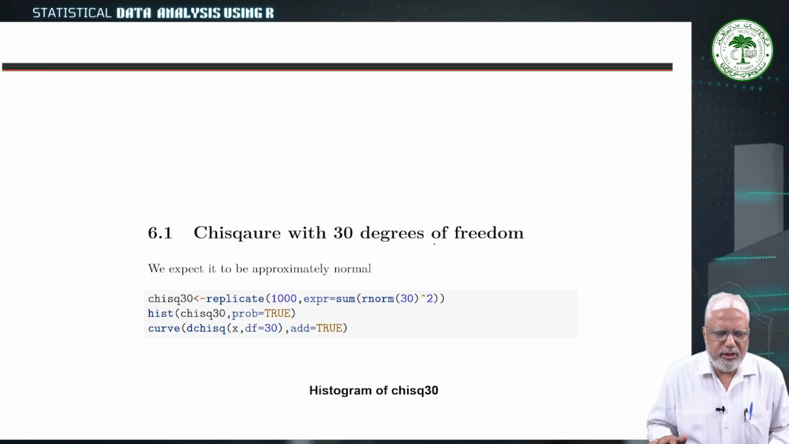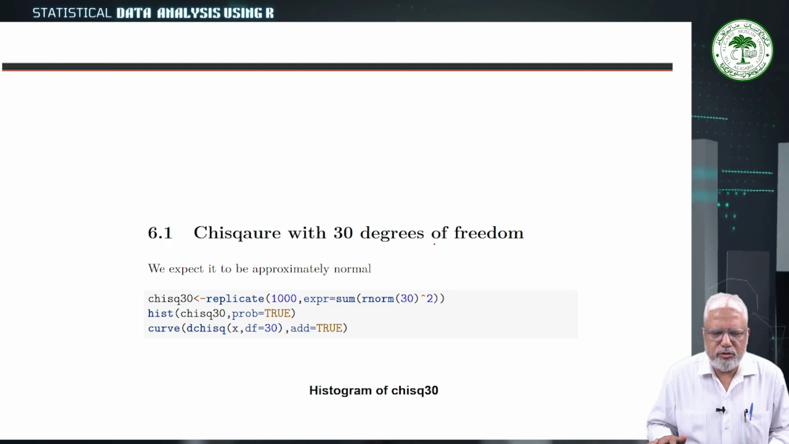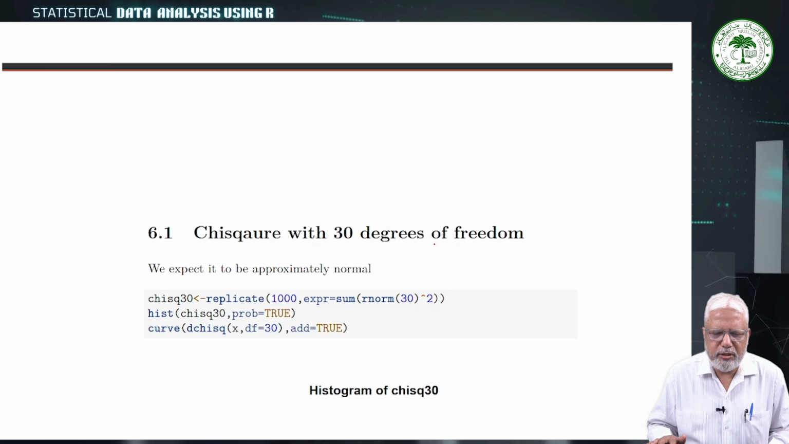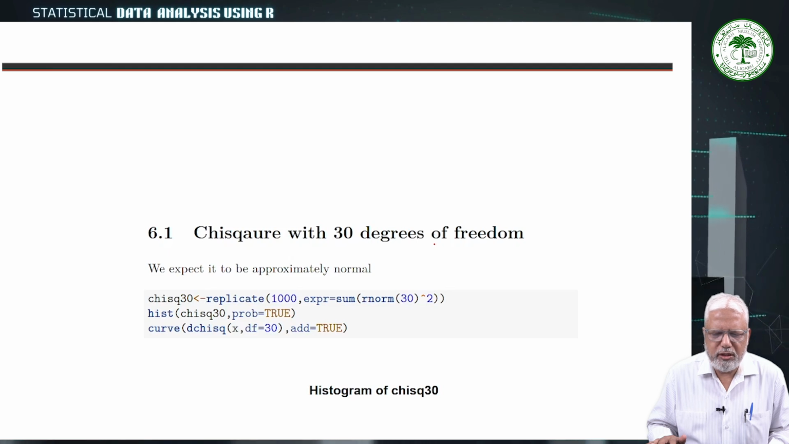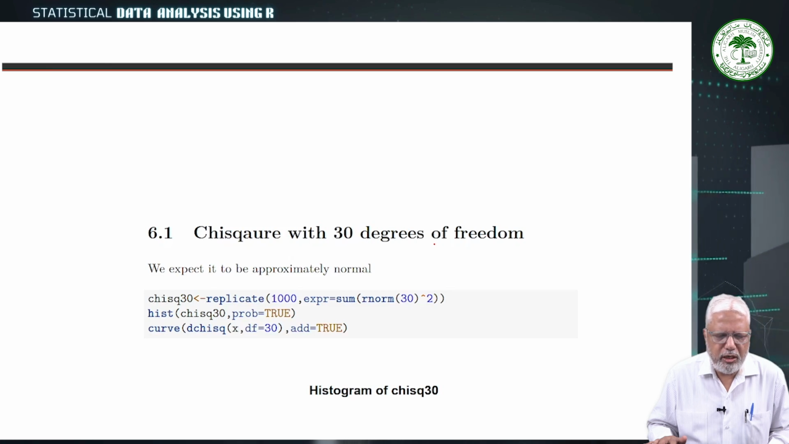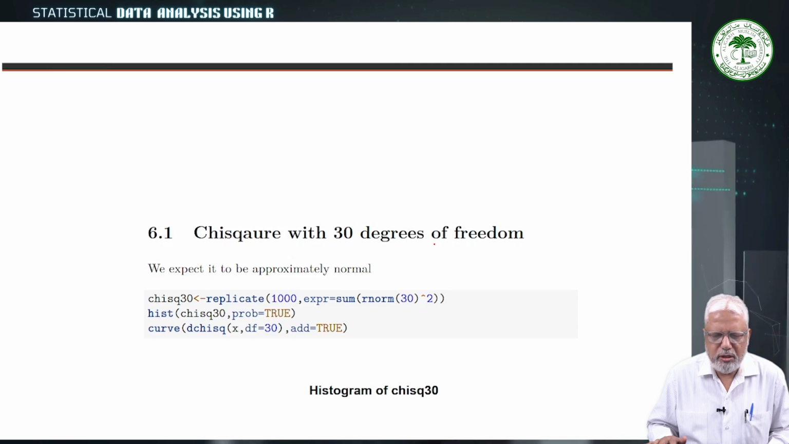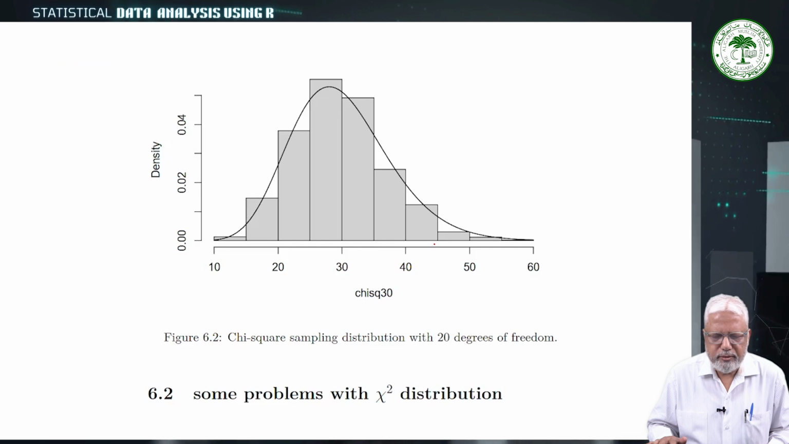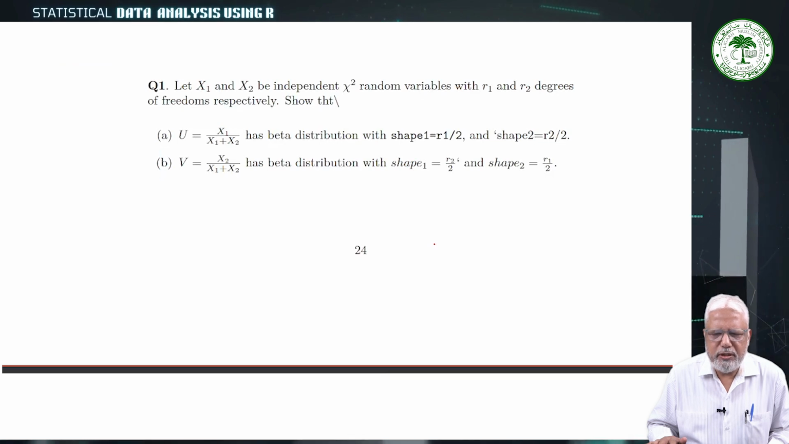So, we will issue the command chi-sq30 equal to replicate, where the first argument is 1000 simulations, and the expression is sum(rnorm(30)^2). It will generate 30 random samples from the standard normal distribution, compute the sum of their squares, and then we make a histogram of the sum, which follows chi-square with 30 degrees of freedom. So, this is the chi-square.